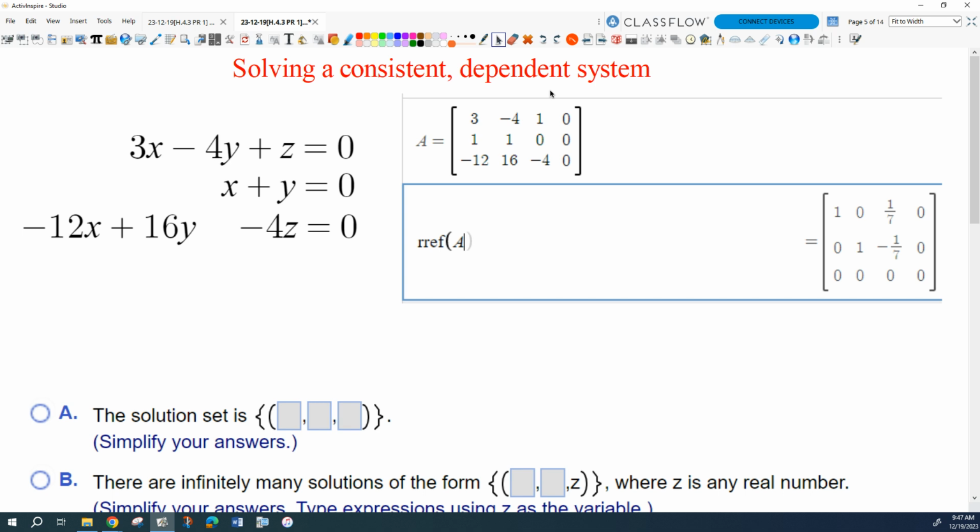So how do we interpret this? What's the bottom row telling us? Yeah, it's telling us 0 equals 0, which means there's an infinite number of solutions.